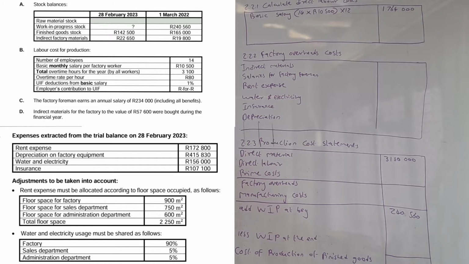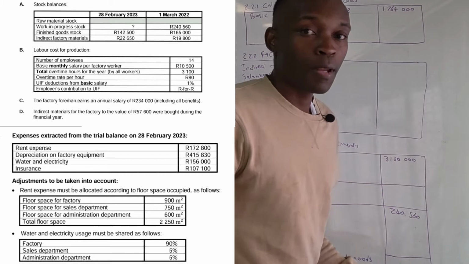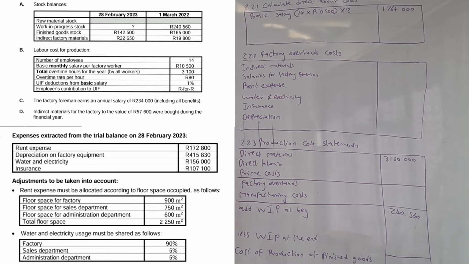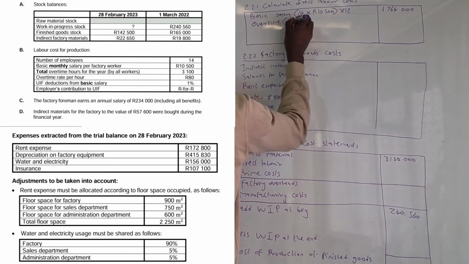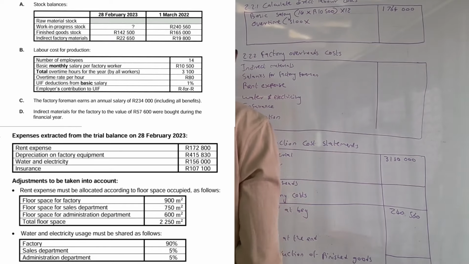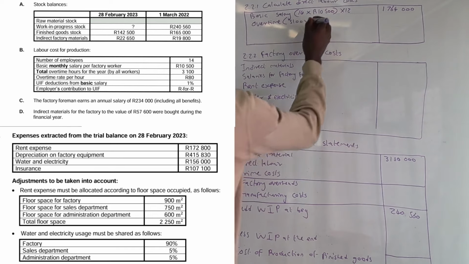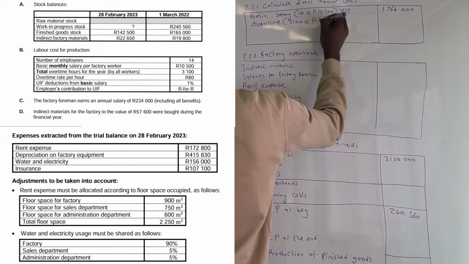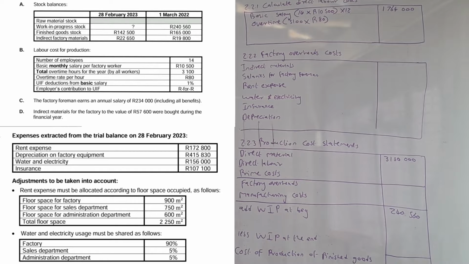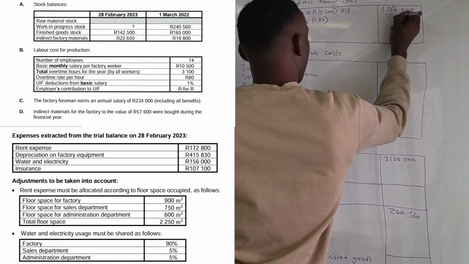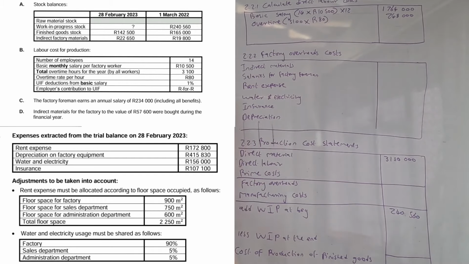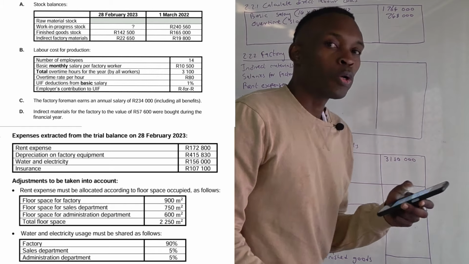The next one, we have to calculate overtime. They say the total overtime hours for the year was 3,100. 3,100 is for the year, so no need to multiply by 12. So overtime is 3,100 hours, and we check the rate. The rate for overtime is 80 rand per hour. We multiply so that we can get the figure, and it's going to give you 248,000.